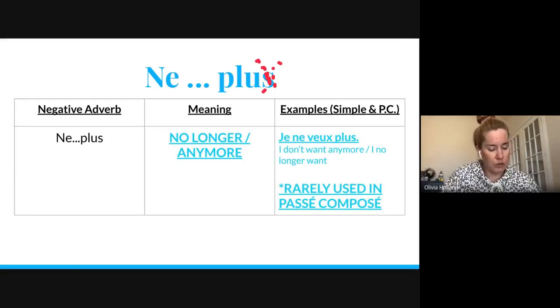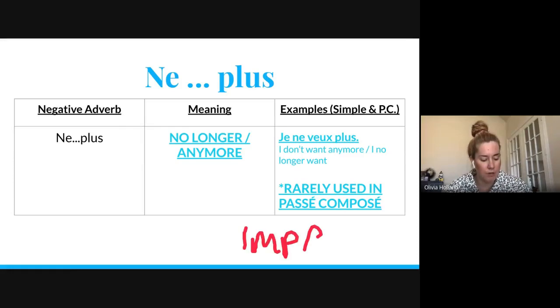So for example, je ne veux plus. So see what I did just there? I didn't even think about it. Je ne veux plus. I think I do that a lot where I smush the ne. But je ne veux plus, I don't want anymore. This one is rarely used in passé composé, and that's why it's kind of complicated. If you want to use this one in a past tense, you would actually use the imparfait. So that's the thing to note here.